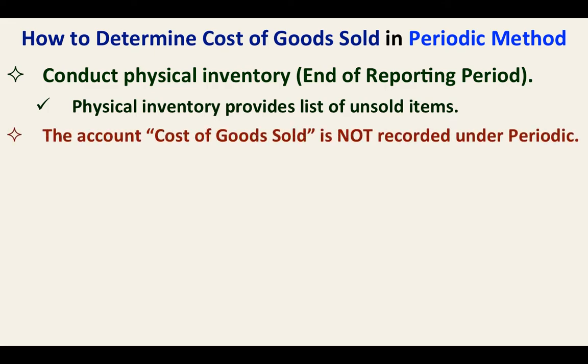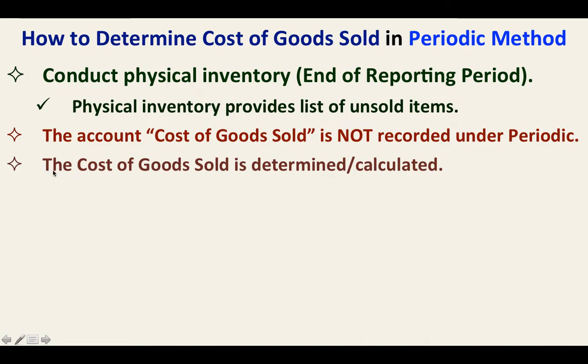So again, I just want to emphasize that the account cost of goods sold is not recorded under periodic. Hindi natin ginagamit ito as one of our accounts in our record. The cost of goods sold is determined and calculated. We are determining the cost of goods sold under periodic method. Okay, let's have the illustration.